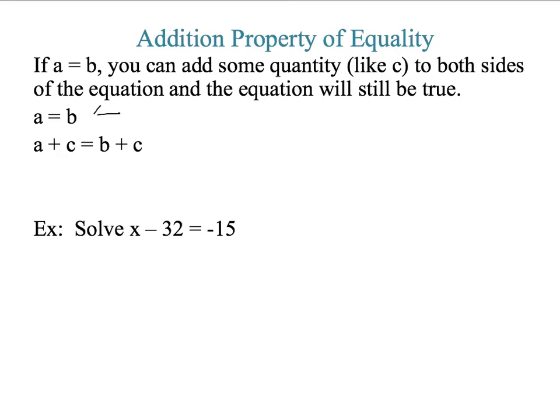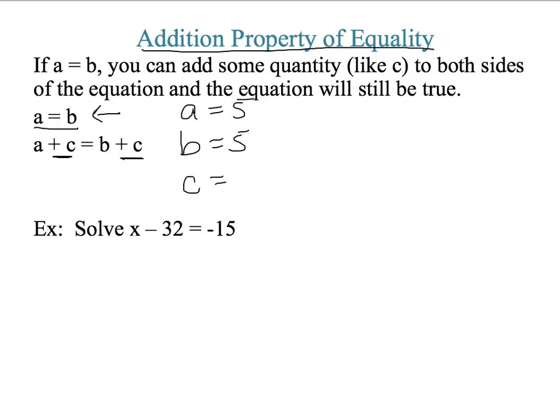So here we have the equation A equals B. Let's go ahead and find numbers for A and B. So we'll say A equals 5, and since it tells us here that those two, A and B, are equal, we're going to say B also equals 5. Now the second part tells us that if we add C to both sides, which is what the addition property of equality tells us, the two sides of the equation will still be equal. Let's say that C is equal to 3. So we start out with A equals B, which gives us 5 equals 5, which is true.